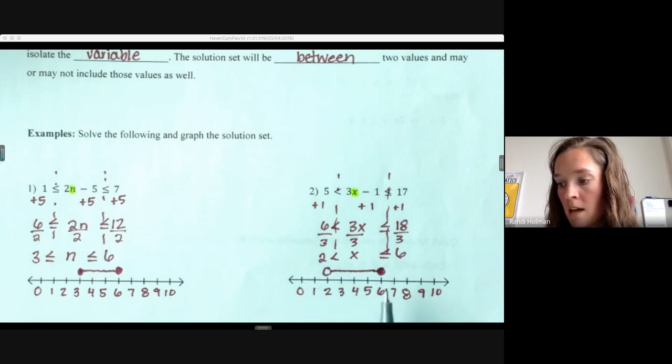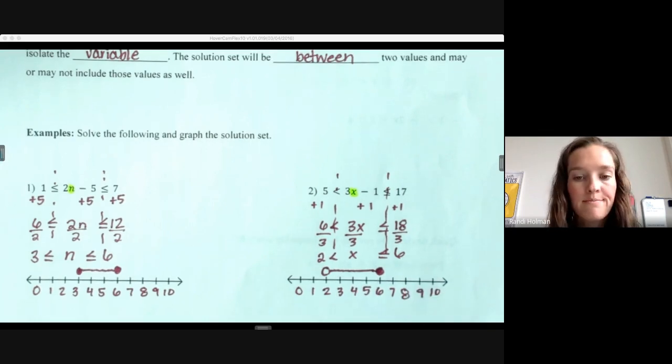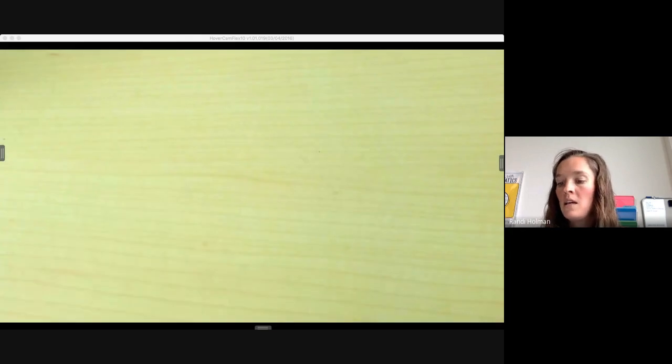Is 2 less than 4? Yes. Is 4 less than or equal to 6? Yes. Okay. So let's look at going the other direction.